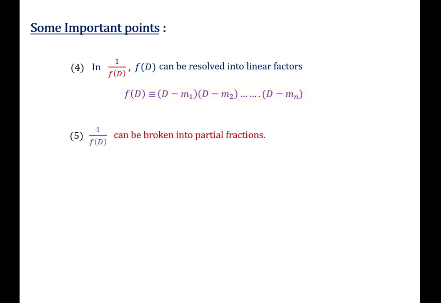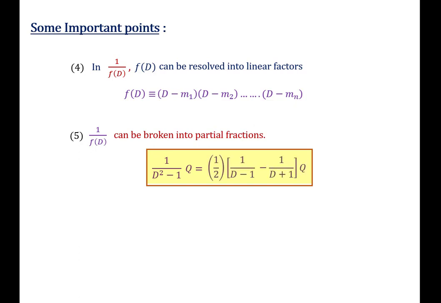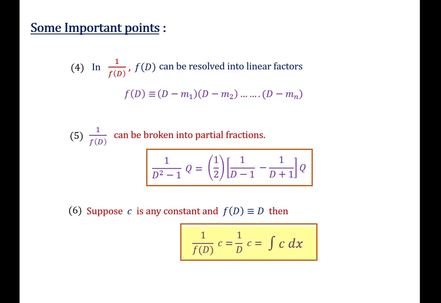Next point, 1 upon f(D) can be broken into partial fractions. For example, 1 upon D square minus 1 of Q can be written as partial fractions. Next point, suppose c is any constant and f(D) is D, then we have the following.